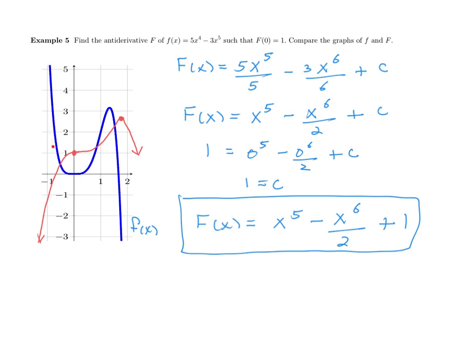Here the derivative is positive and positive and positive and positive, and the antiderivative is increasing. Here the derivative is negative, and the antiderivative is decreasing. Here the derivative is 0, the antiderivative is horizontal. Here the derivative is 0, and again the antiderivative is horizontal. So you can still infer what this graph will look like because this is the derivative of this.